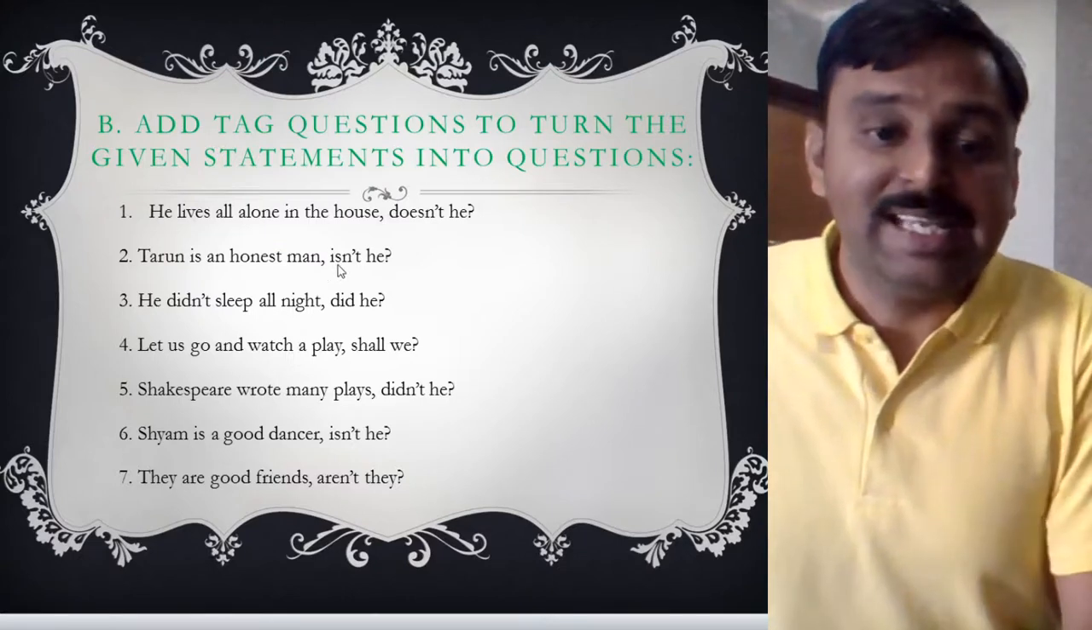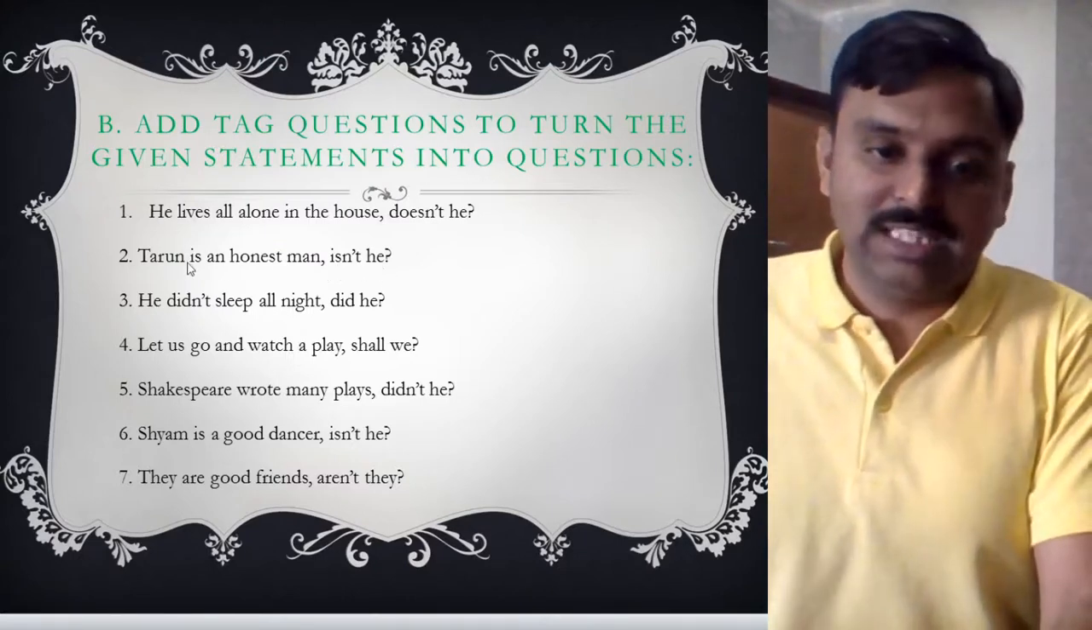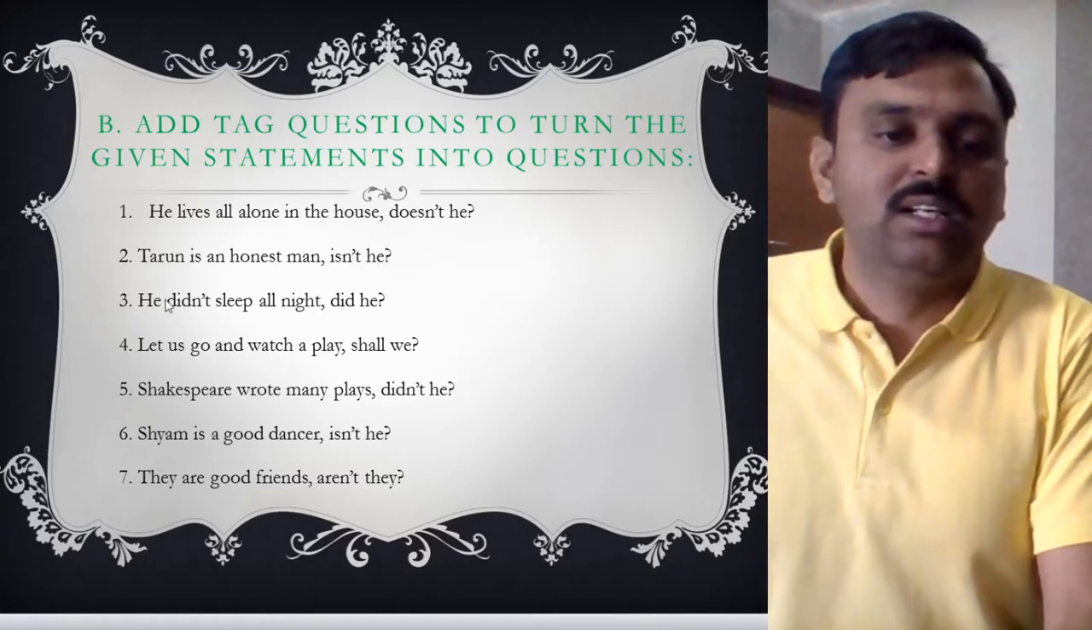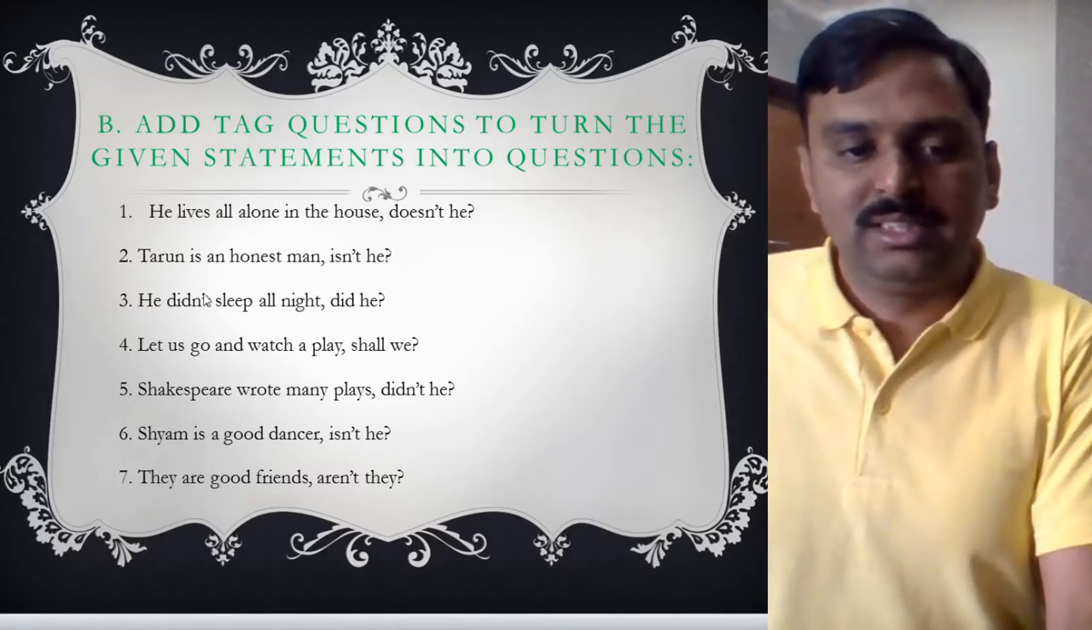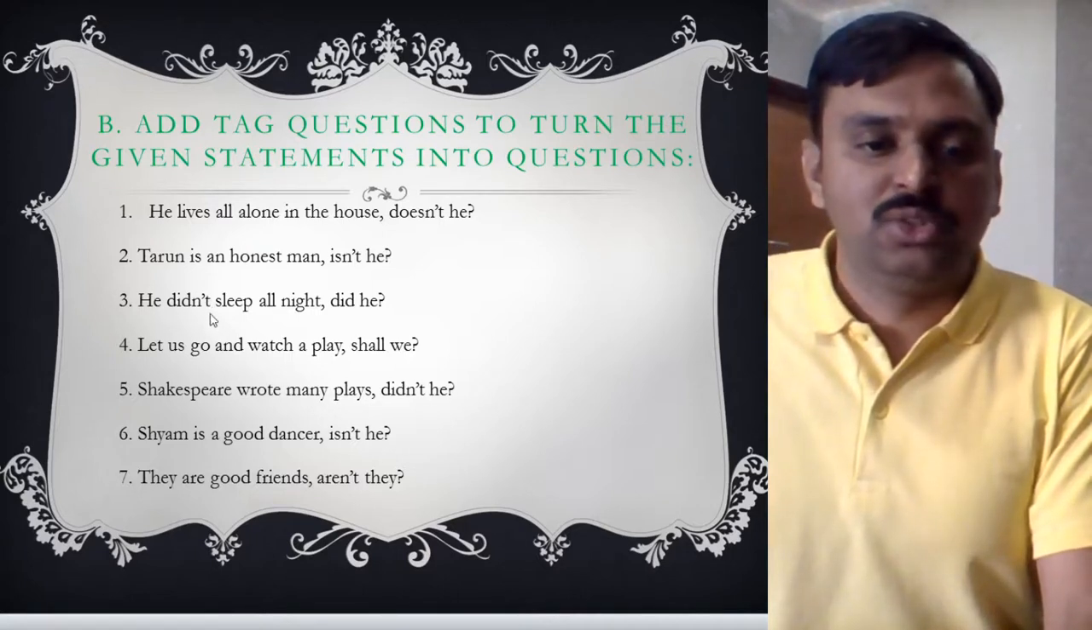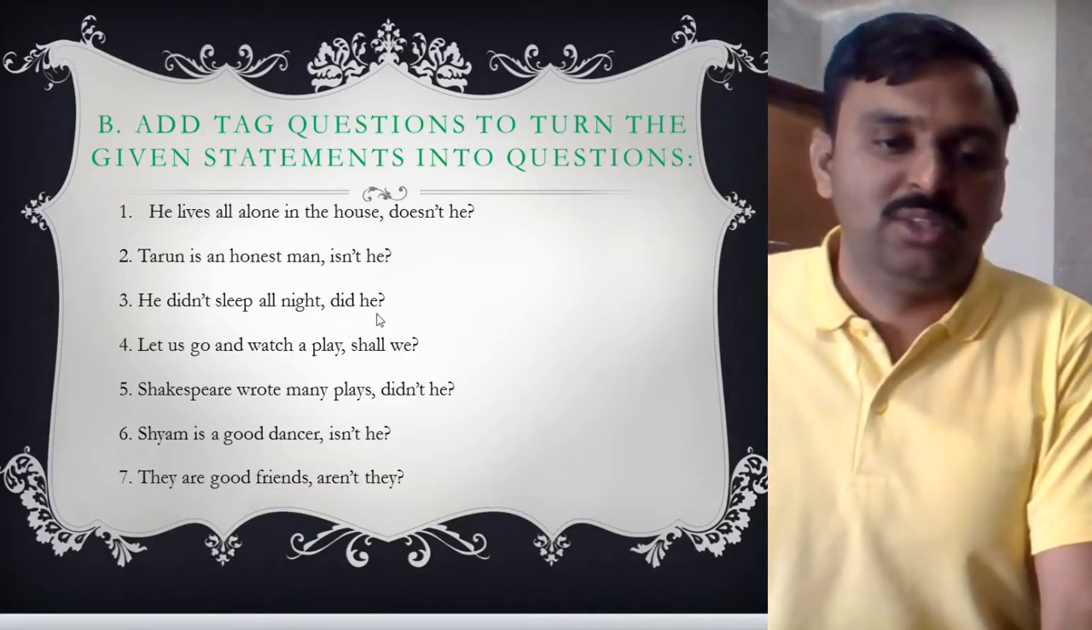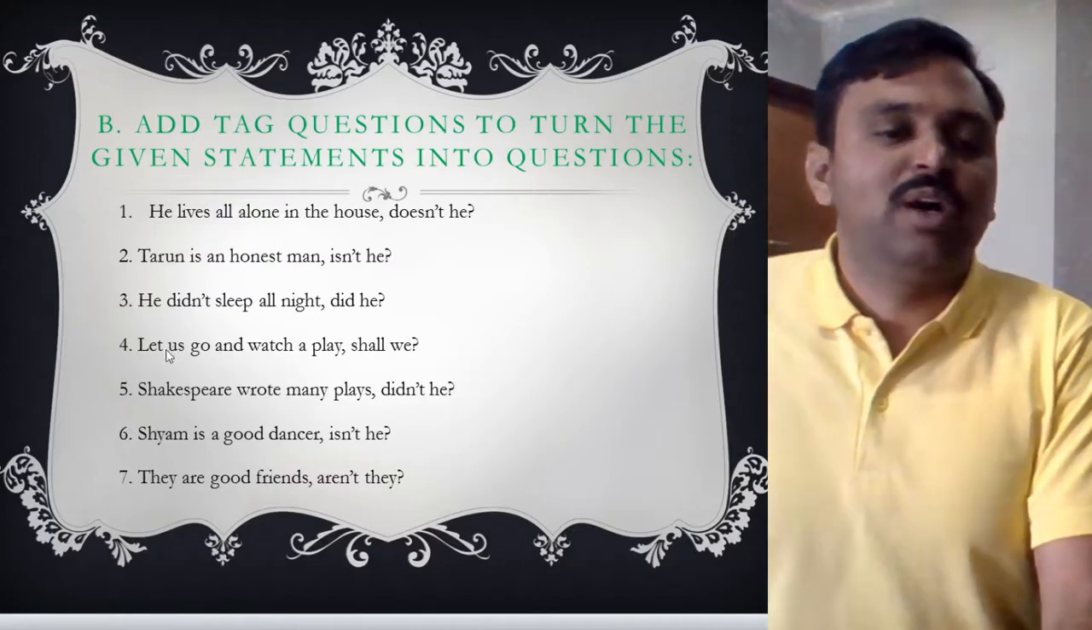Then next one, Tarun is an honest man. So we'll say isn't he. So is is mentioned here, so we'll use isn't he. He did not sleep all night. Now here look at that. The sentence is negative. Did not. So what we'll say? Did he. Very simple.